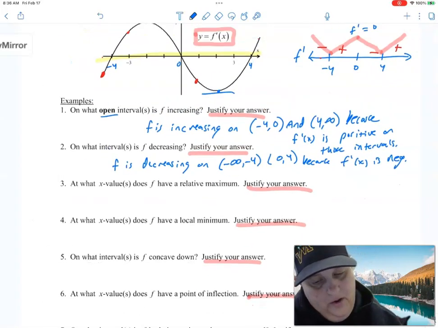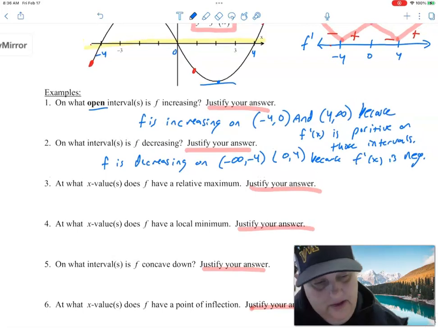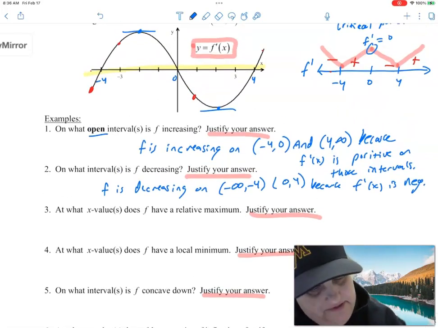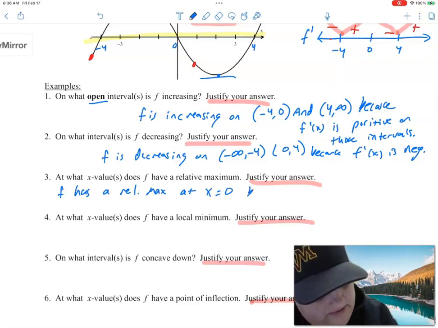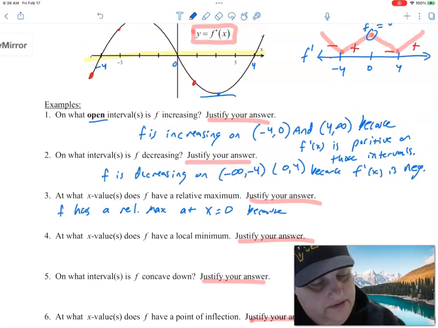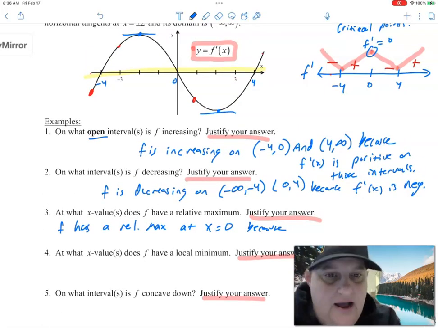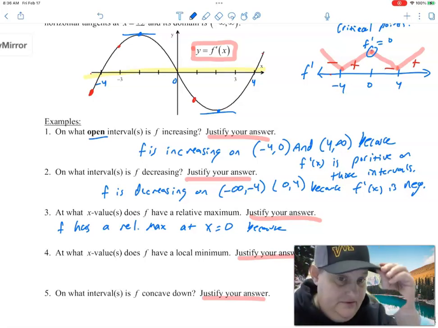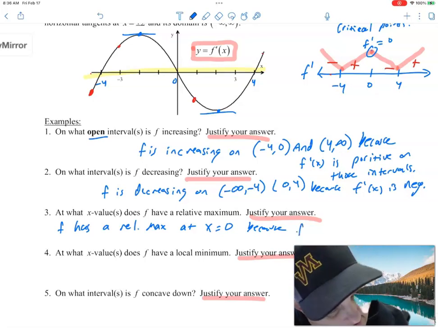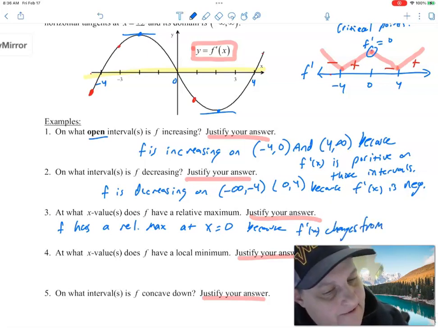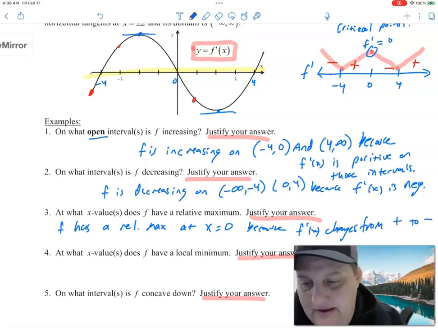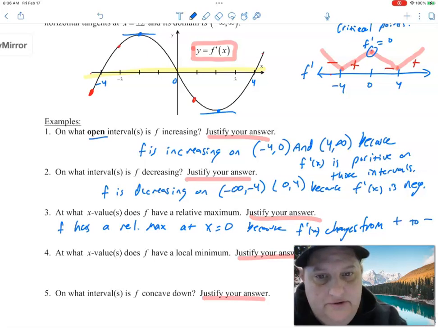Okay, at what x value does f have a relative maximum? Here we go. You can see there's a relative max right here at 0. So f has a relative max at x equals 0, because, now here's how you write this. It's not because it's at the top of the graph or because it makes a peak. You have to say something about f prime. So I'm going to say because f prime of x changes from positive to negative.